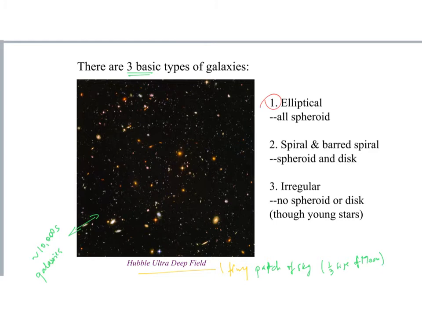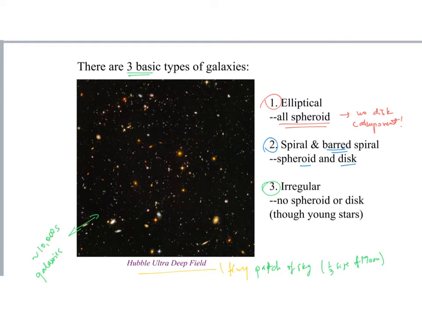Number one, some galaxies that look all spheroid. So basically they have no disk component at all. And then there are the spiral and the barred spiral galaxies, and they have both a disk and a spheroidal. And then there are the ones that don't fit any of those previously presented molds. There is no spheroid, no disk.